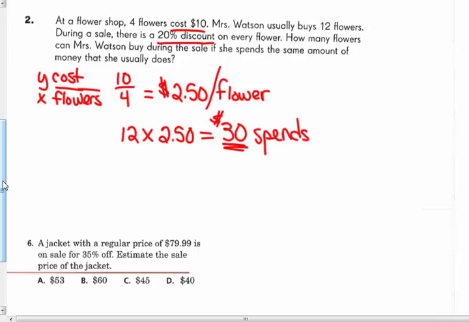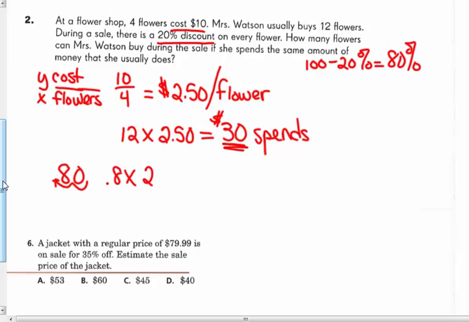I'm going to do method 2. If it's 20% discount, 100 minus that 20%, she's paying 80% for each flower. So I'm going to figure what's 80%. 80% would be 8/10 times that normal price of $2.50. What's 80% of what she normally pays? Well, that comes out to be $2 exactly.